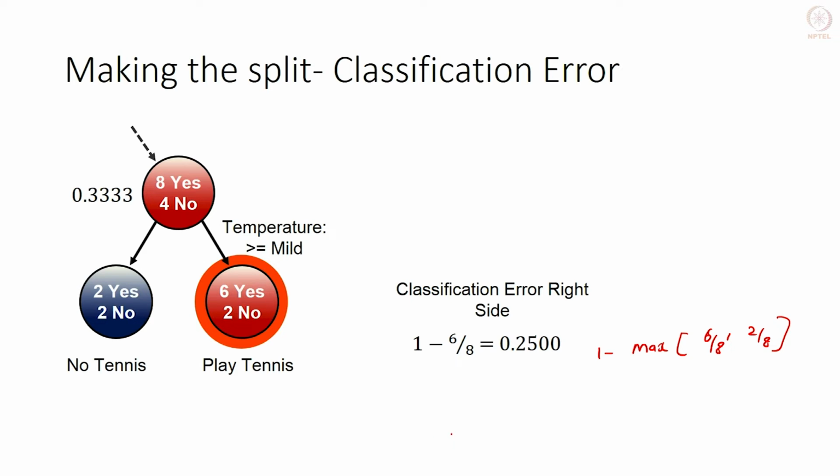So, you get 0.25. What we typically want to look at is the change in the classification error. We want a split that would give rise to the biggest decrease in classification error. So, what we do is, after the split, we calculate the weighted average of the classification error.